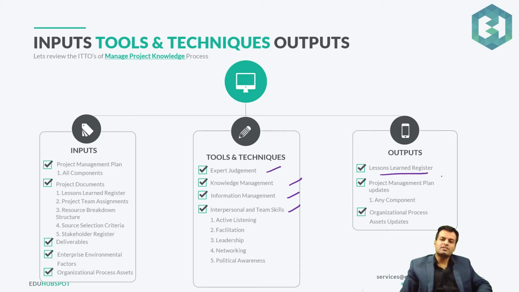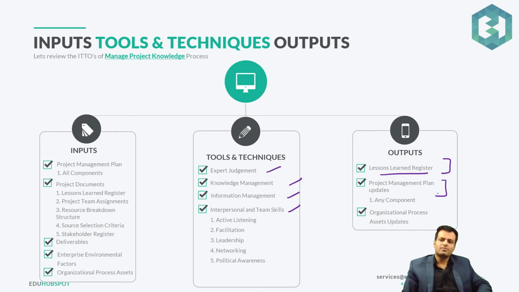Then we will also discuss the primary output, which is the lessons learned register. I would say it's a document which contains everything about the project. When I say everything: what were the good things which happened? What were the bad things? What are the things which could help us in the future? What was the project's success? Is it a success or a failure? All that information which can help the future project is part of the lessons learned register.